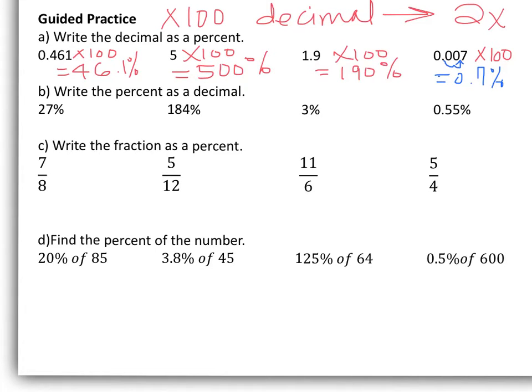Part B, write the percent as a decimal. So we're going to do the opposite. We need to divide by 100 and shift the decimal places to the left 2 times. So I'm going to write that down so that you can remember.